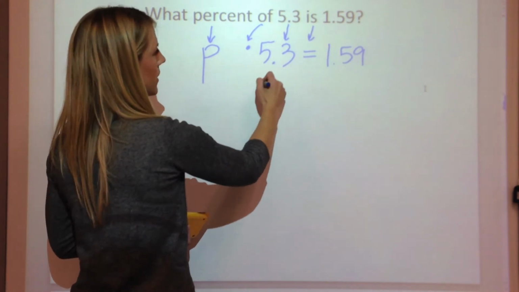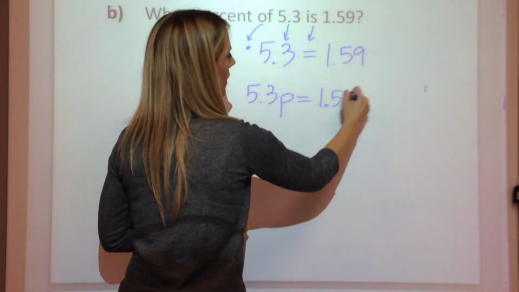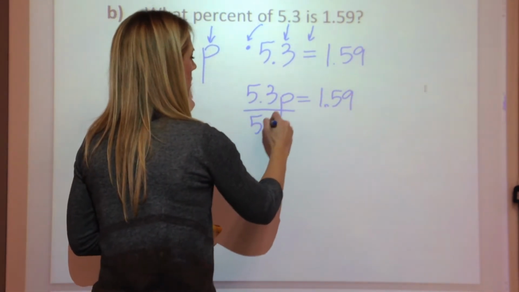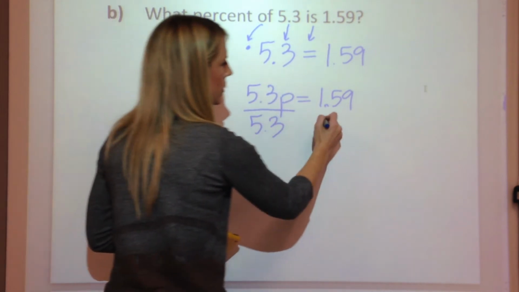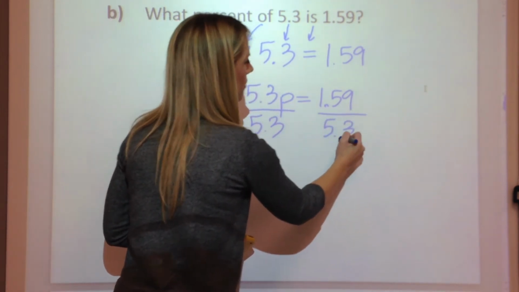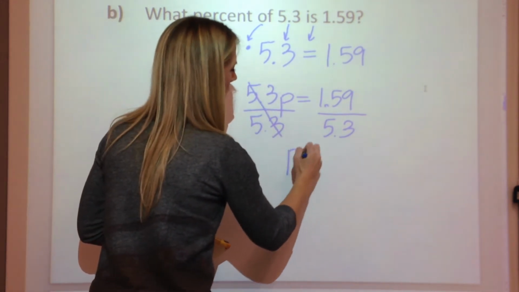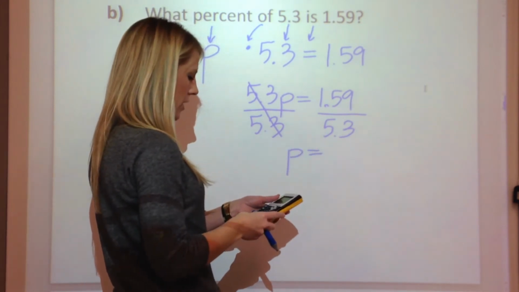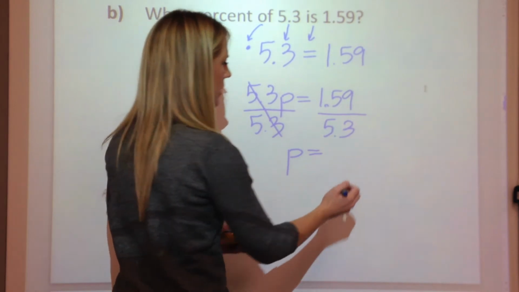Simplify. P times 5.3 is 5.3P equals 1.59. How do I get P by itself? We divide to undo this multiplication. It's 5.3 times P, so I want to undo that to get P by itself. We know 5.3 divided by 5.3 is just 1, so we're left with 1 times P, which is just P. 1.59 divided by 5.3, and we get 0.3.